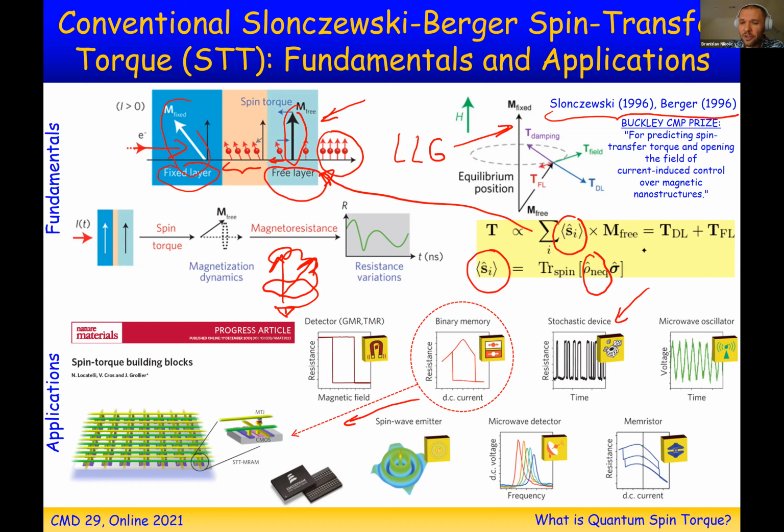So there are actually another seven applications you could have using spin torque. You would have these beautiful pure random number generators. If the magnetization starts precessing rather than flipping, you would end up with a microwave oscillator. You could detect microwaves. You could generate spin waves or magnons, and you could also have memristors. In other words, spin torque devices could become a resource for neuromorphic computing.